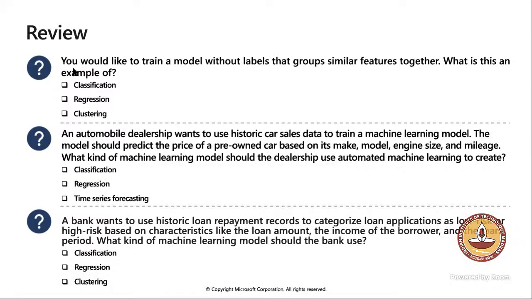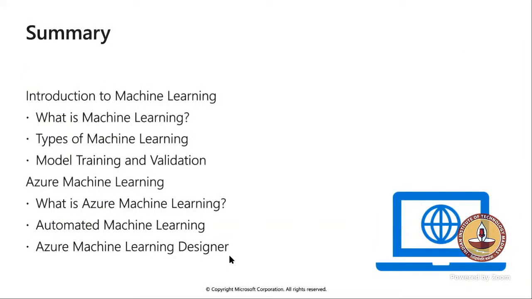Whatever this line has said, it's clustering. Whenever you get something like this, it's clustering. No labels, clustering. An automobile dealership: regression. Okay, great. So you read it, and this probably will be classification. Great. So clustering, regression, and classification. Okay, great work, everyone.